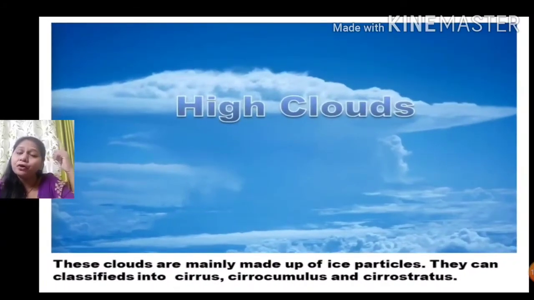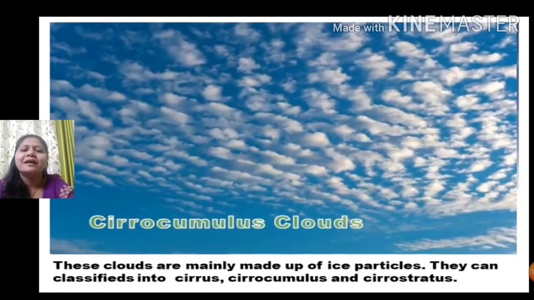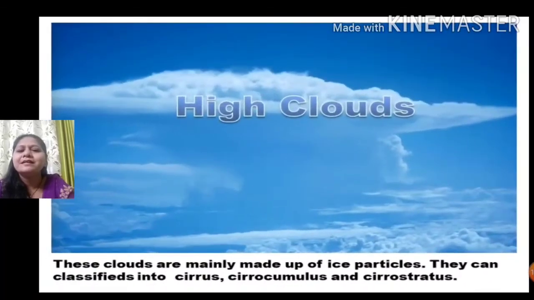Now let us speak about the top one. What are the clouds at the highest altitude, what are their characteristics, that we are going to see now. We are talking about the high clouds. These clouds are mainly made up of ice particles. What is the temperature at the highest height? The temperature is very low there, and so you can see here the clouds are mainly made up of ice particles. They can be classified into cirrus, cirrocumulus, as well as cirrostratus.